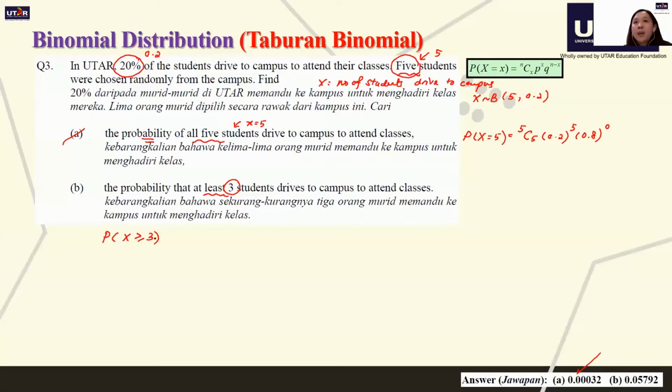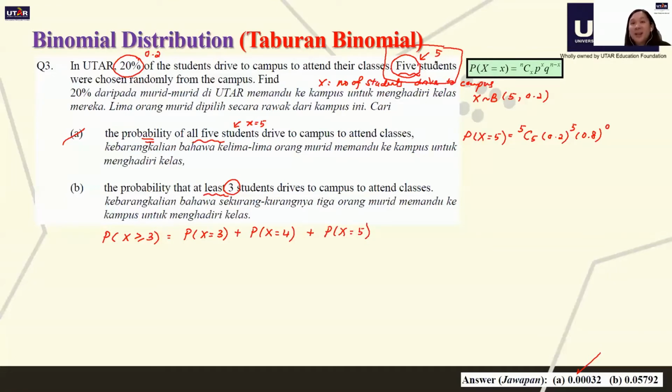Remember we have a maximum of 5 members just now, yeah? So you start counting from 3. You want at least 3 until the maximum of 5. So therefore, I can list out one by one. I will take the probability of 3, I can take the probability of 4, and at the same time, I can take the probability of 5, because the maximum number you have here is 5 members.